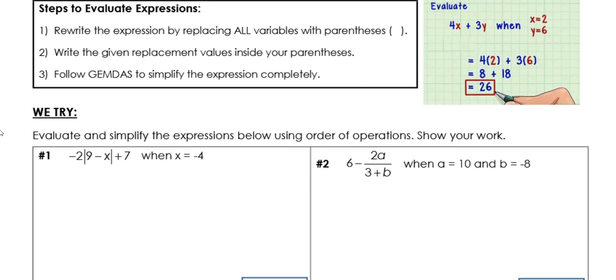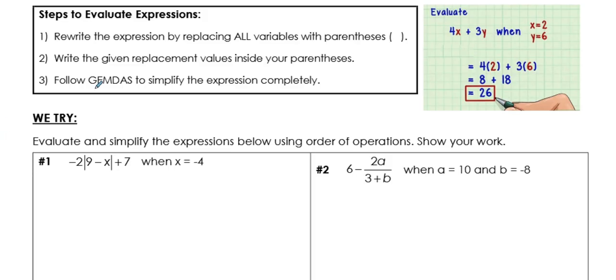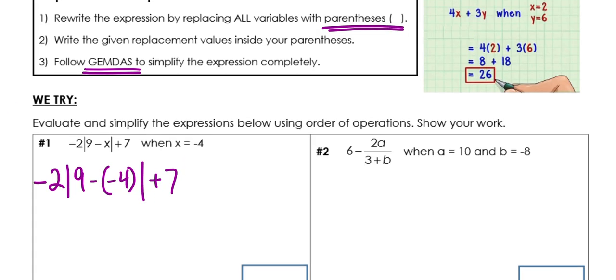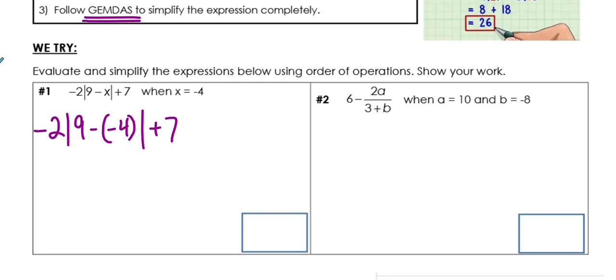So when we're evaluating expressions, we're going to use order of operations, or GEMDAS. And when we do this, we're going to rewrite each of these numbers in place of the variables in parentheses. So anytime we substitute a number in, it gets its own set of parentheses. So I'm going to rewrite this. Nothing else is changing except this x is turning into -4, and the -4 gets its own set of parentheses. Then I'm going to follow order of operations, or GEMDAS, from here.